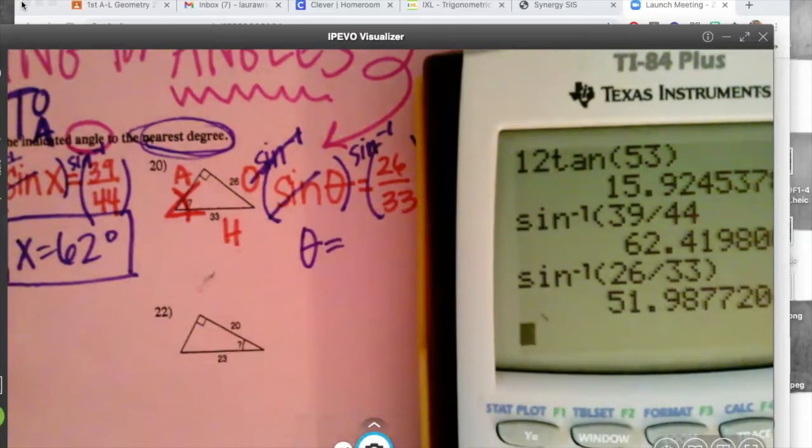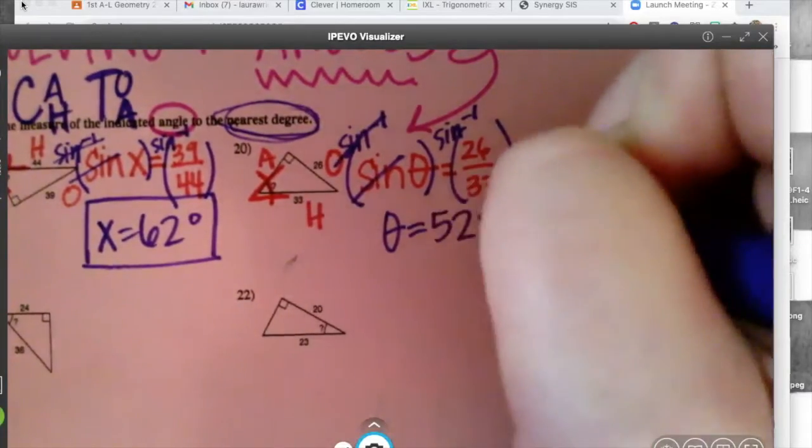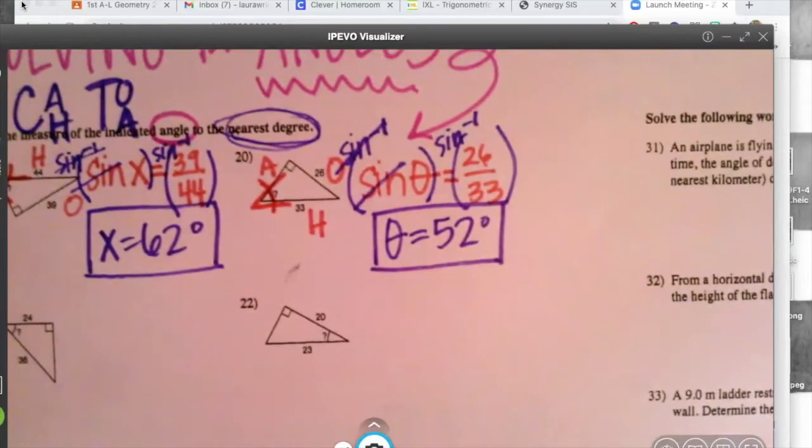Now we're rounding to the nearest degree. So this one's going to be what? 52. And there it is. One step, very easy.